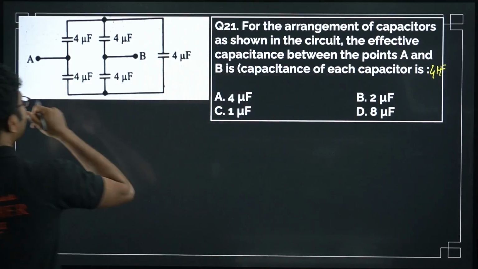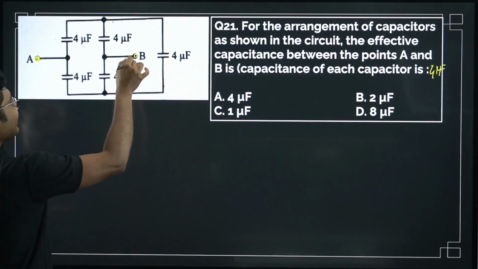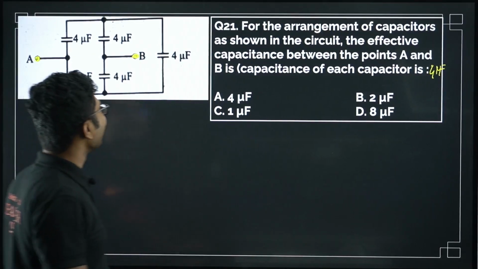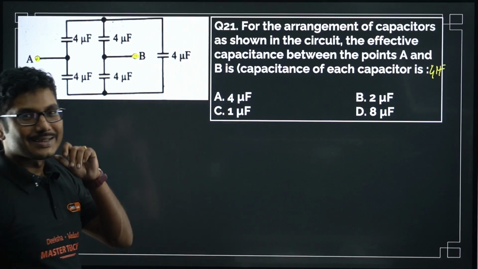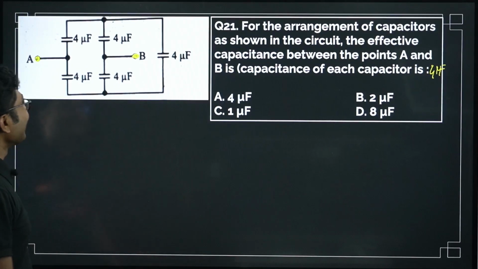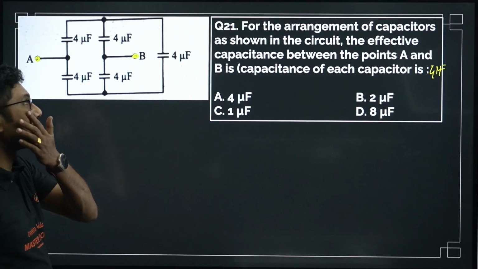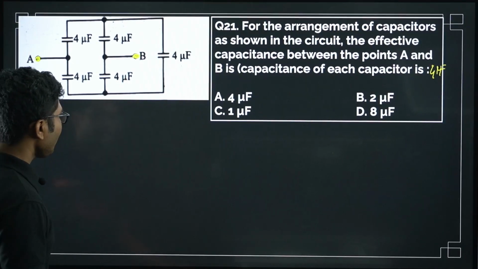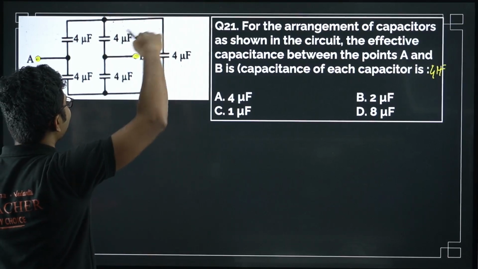Now you have to find the equivalent capacitance between A and this B, which is located like this. Okay, so you might say that this capacitor is out of the loop, so we do not need to consider it. But no, first we have to consider this 4 microfarad only. So how can we do that? We have to redraw this structure slightly, okay?